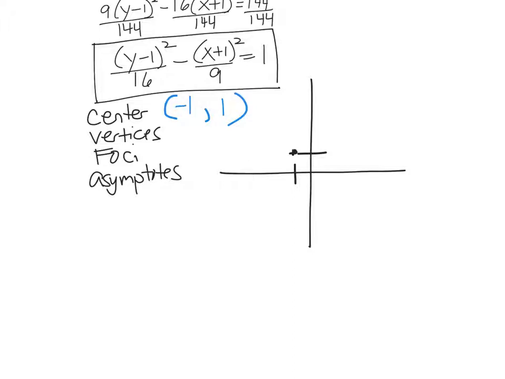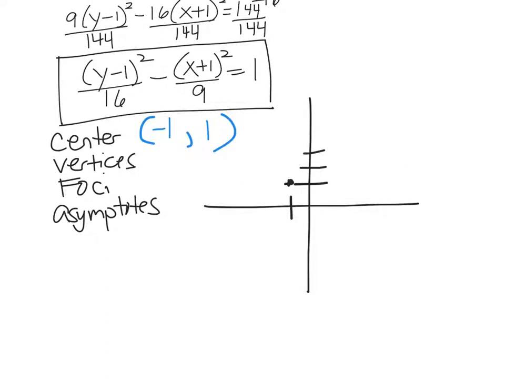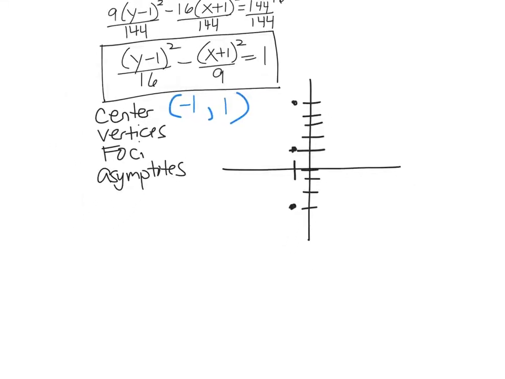Okay, so because y is first, not because b squared is bigger than a squared, but because it's first, we're going to go up and down a distance of 4. So 1, 2, 3, 4. That's one of my vertices, and then 1, 2, 3, 4. I really didn't spread these out very well. If you want to write your vertices as negative 1, 1 plus or minus 4, I'm perfectly fine with that. If you'd rather write negative 1, 5, and negative 1, negative 3, you can do that too. But I just think that's an easy way to write it.